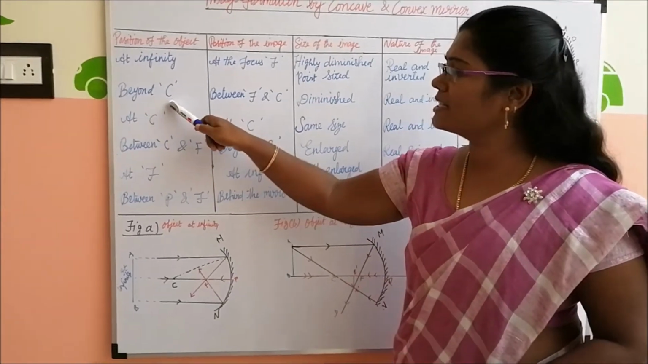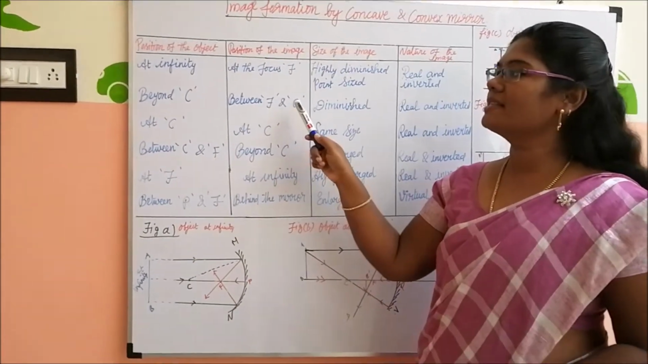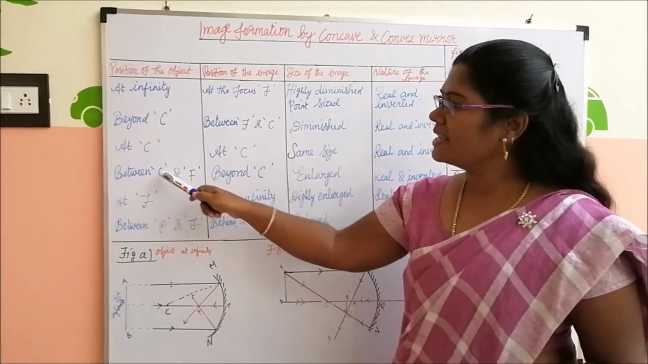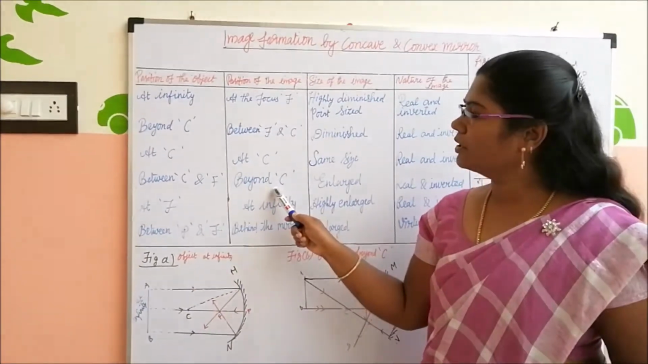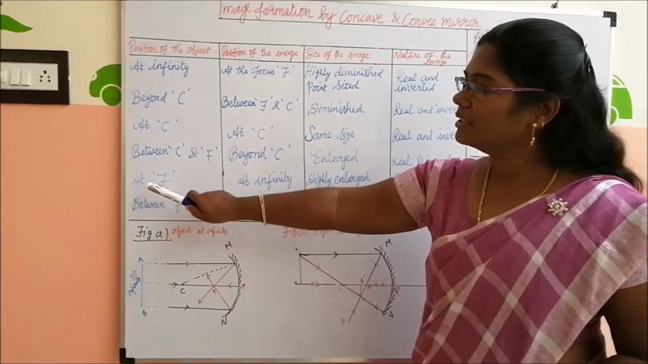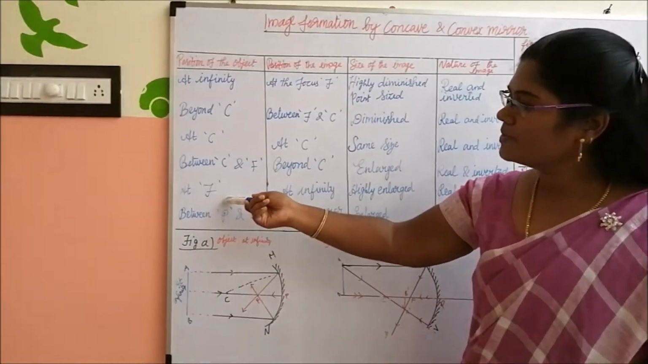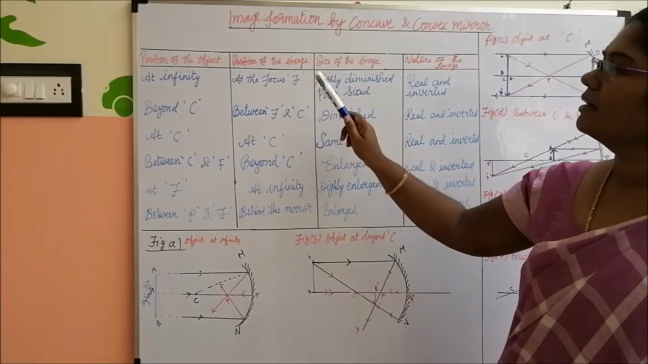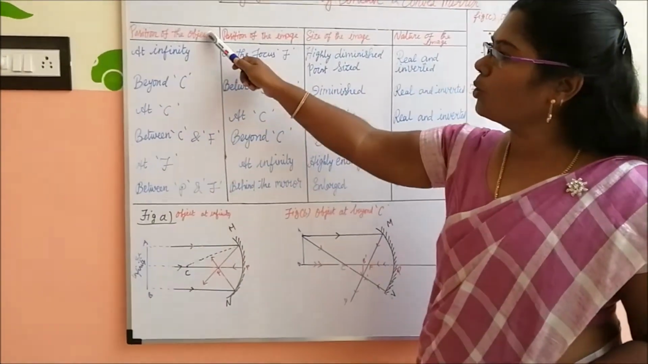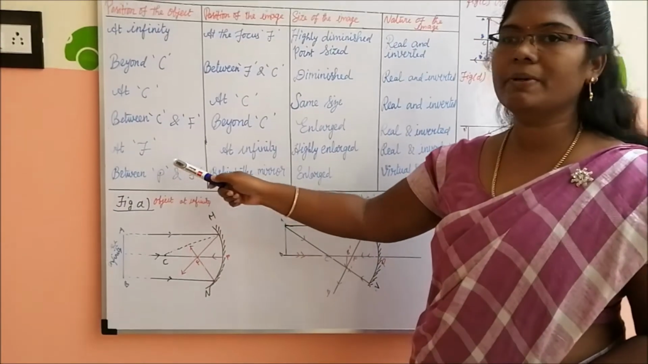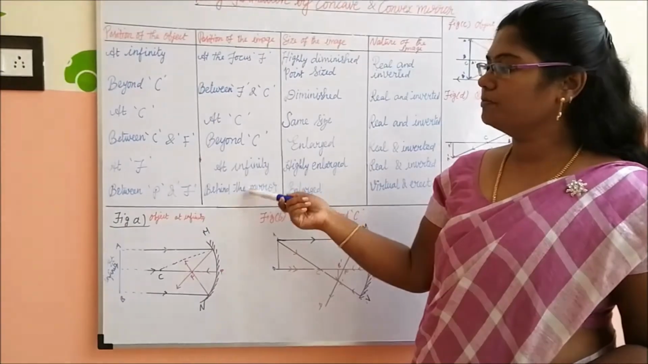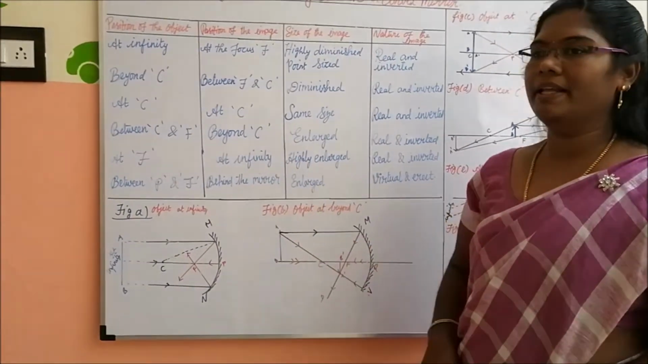If the position of the object is beyond C, then the image is between F and C. If the position is between C and F, then the image is beyond C. If the position of the object is at F, then the image is at infinity. If the position of the object is between P and F, that is between pole and principal focus, then the image will occur behind the mirror.